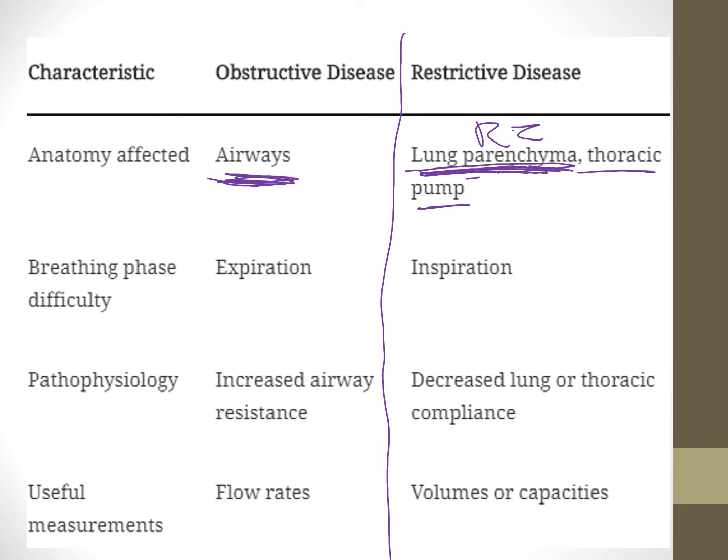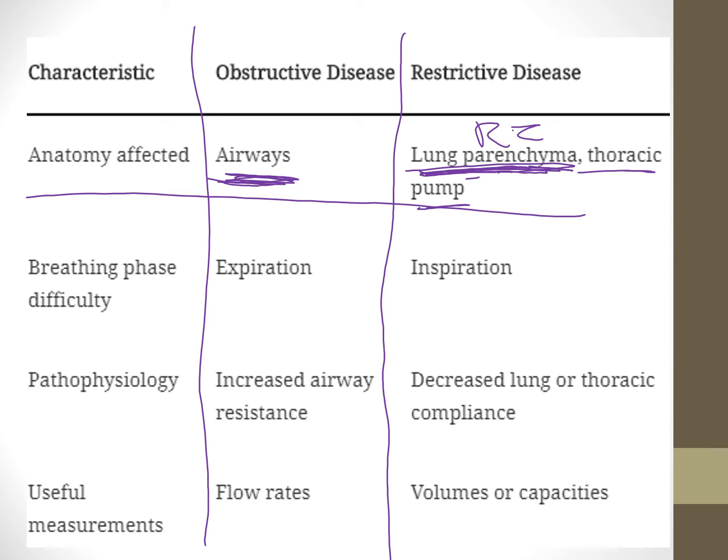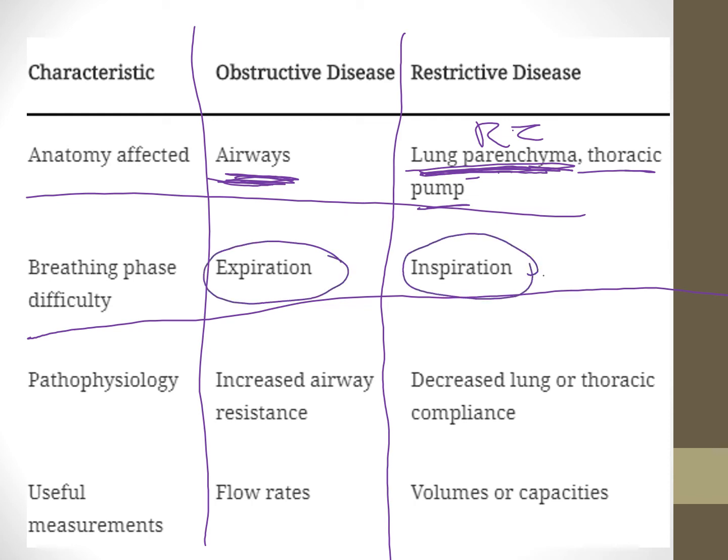So when we're looking at this, let's just do this. Breathing phase of difficulty. If someone has an obstructive disease, they'll have a lot harder time exhaling. If someone has a restrictive disease, they'll have a lot harder time inhaling.